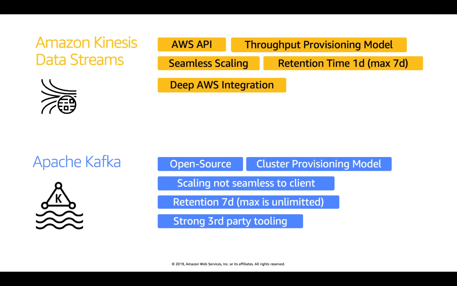Looking at Kafka, Kafka is different. It's open source, so it comes with an open source API. But for MSK, we obviously give you an API to create a cluster. The important thing is it is a cluster provisioning model. So you don't define the throughput, you create a cluster. But in this cluster, you can have thousands or tens or hundreds of thousands of topics because you don't pay per topic. That's very interesting.